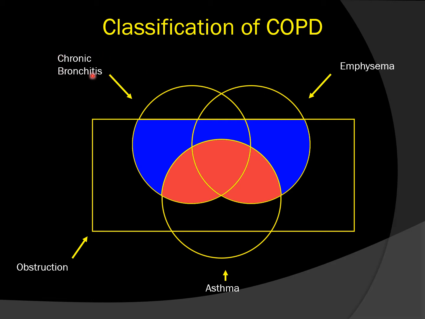Likewise, a smoker with chronic bronchitis who has no obstruction has chronic bronchitis, but we leave them out of COPD. And finally, most of our asthmatics reverse their obstruction, and we do not call them COPD, but an occasional asthmatic who always has obstruction will be part of the COPD spectrum.